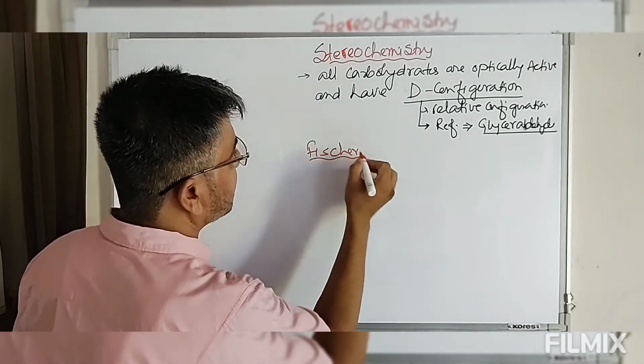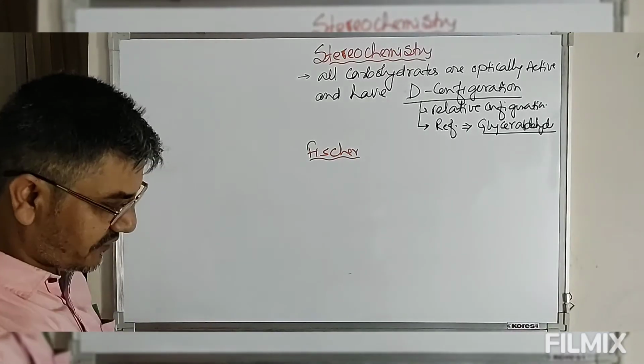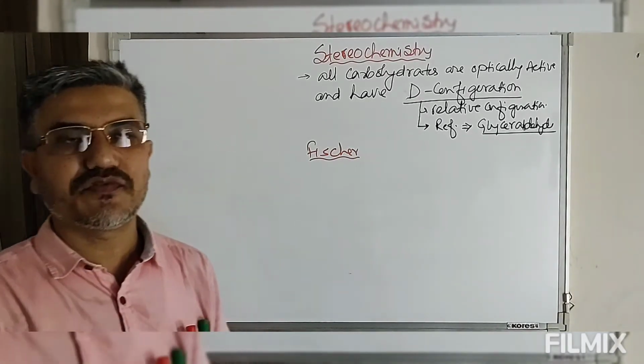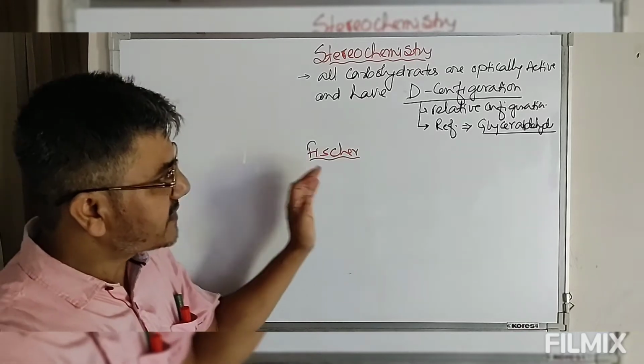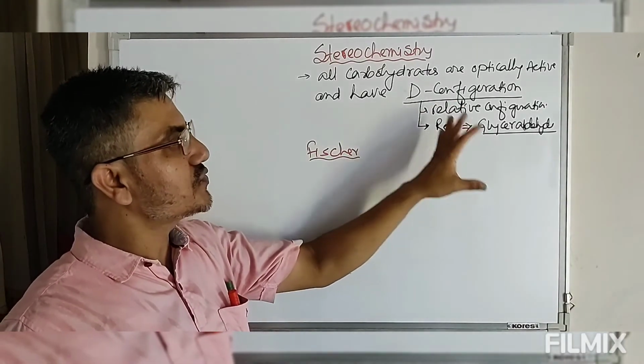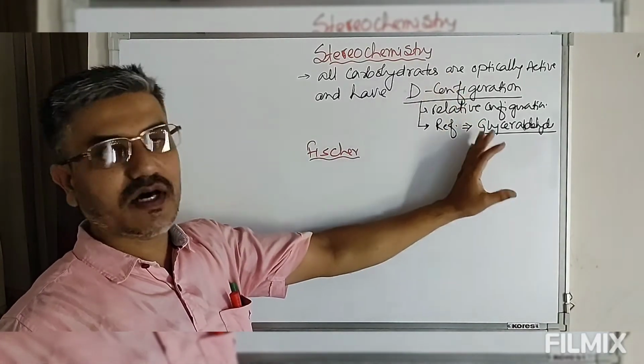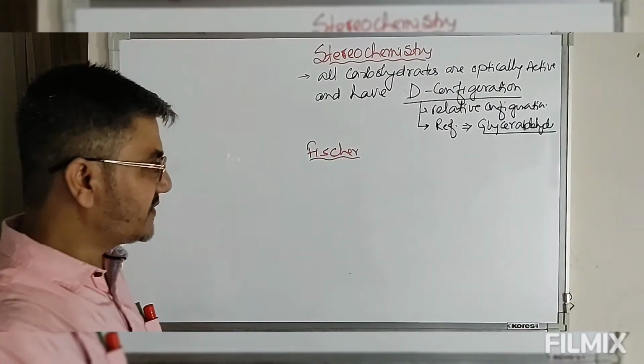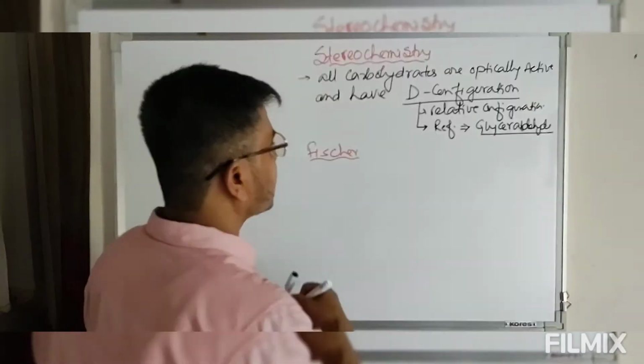So Fischer relative configuration. Fischer was the scientist who gave this relative configuration. Now we are saying that the reference compound used to determine the configuration of carbohydrate is glyceraldehyde. So we have this glyceraldehyde.